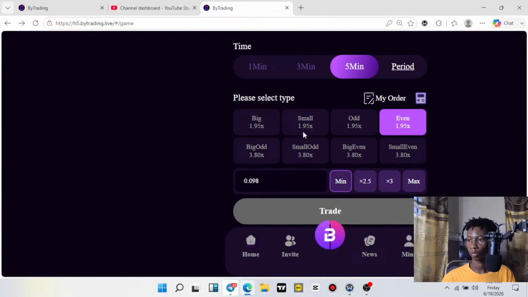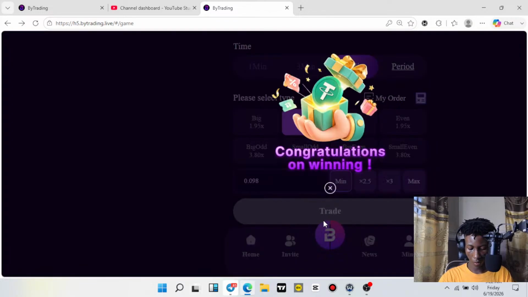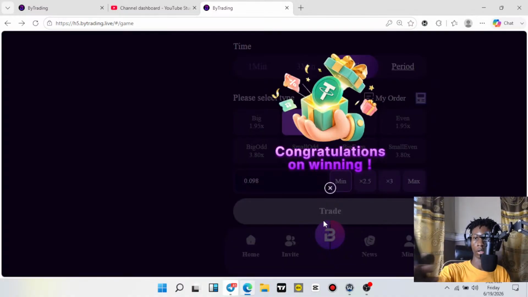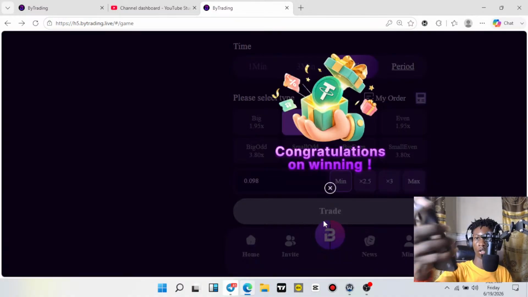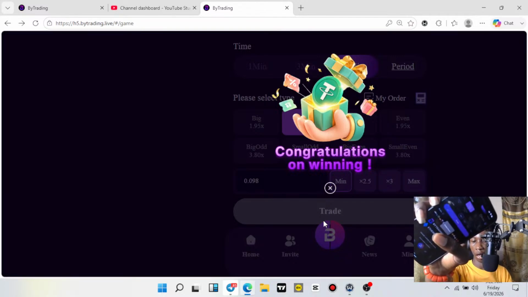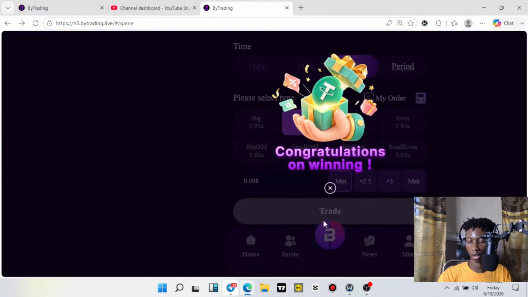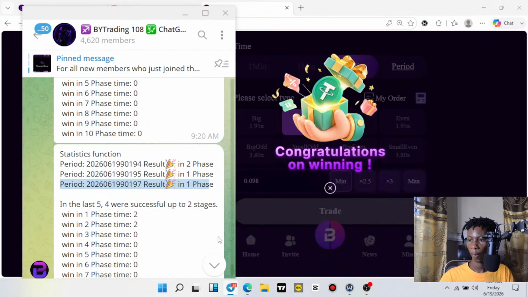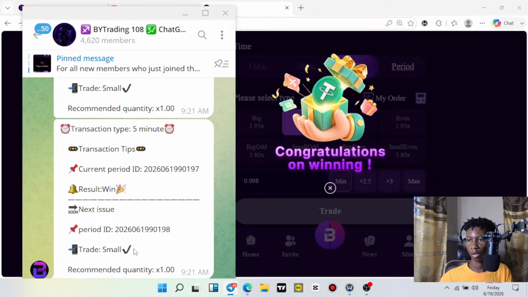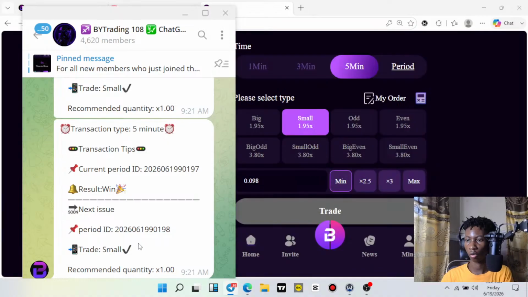So I'm to select small right now and then click on the trade, but I'll still be using my phone to do that. So 5 minutes and then small, and I'm to trade with 0.098 and click on the trade. I'm going to click on the trade and click on this confirm. I've successfully joined that very particular trade. So let's just wait. You guys can see they told us to go with small.